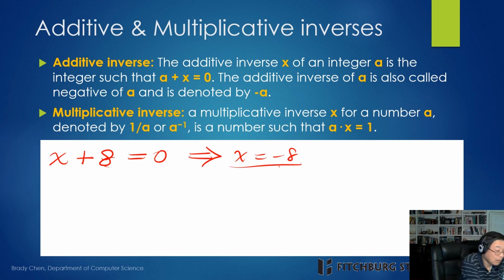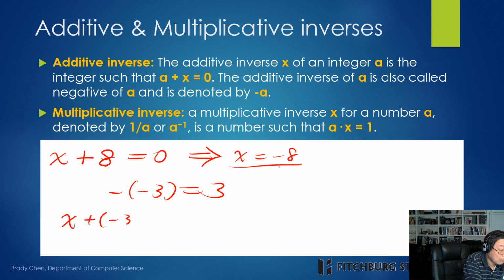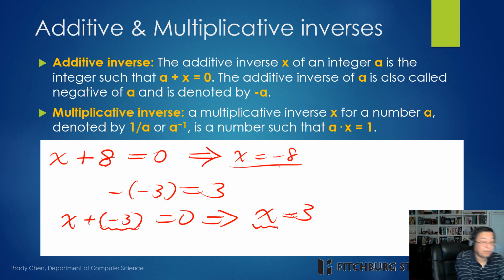That's always the case. Now, what is the additive inverse of minus 3? Then it's 3, because when you have a minus and a minus 3, it's actually 3, right? So x is 3. 3 is the additive inverse of minus 3.